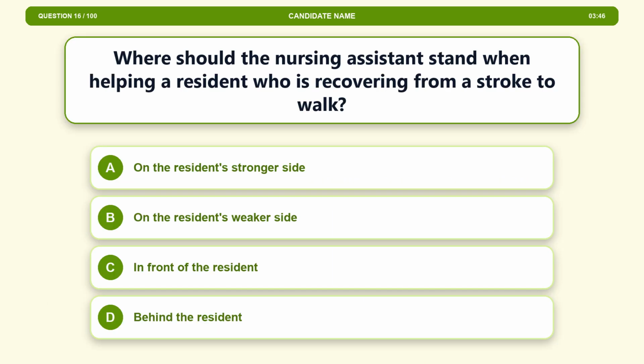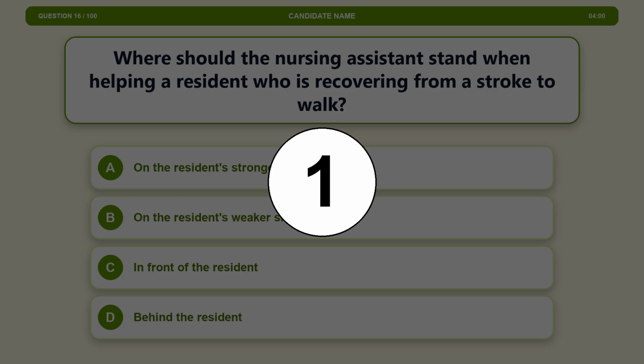Question 16. Where should the nursing assistant stand when helping a resident who is recovering from a stroke to walk? Option A. On the resident's stronger side. Option B. On the resident's weaker side. Option C. In front of the resident. Option D. Behind the resident.